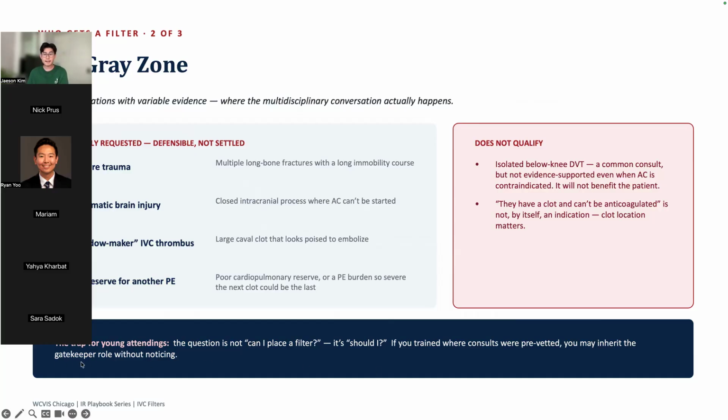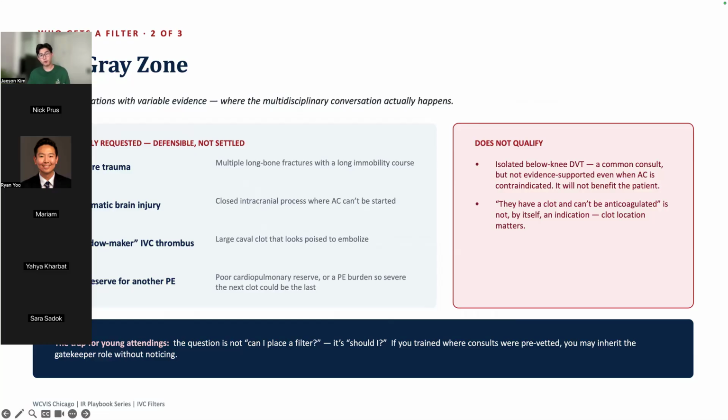And here's a point that I found most useful from the back table. Dr. O'Neill called this the trap for new attendings. When you're a new trainee, this looks like a simple, quick procedure. So it's easy to stop thinking hard about whether the patient really needs an IVC filter or not. But if you train somewhere that carefully screened these requests, you might not even realize that the screening process was happening. So when you move somewhere new where the screening isn't happening, and suddenly this judgment is your job, it might be a little hard for you to make that decision.